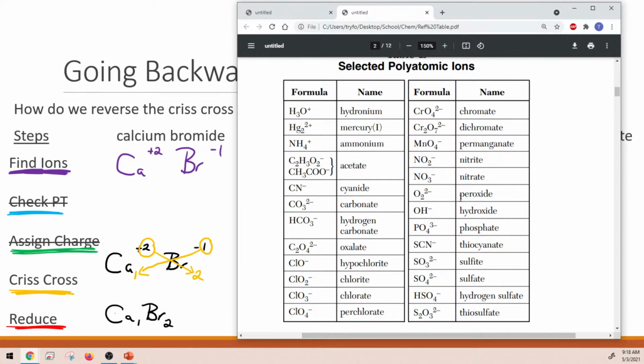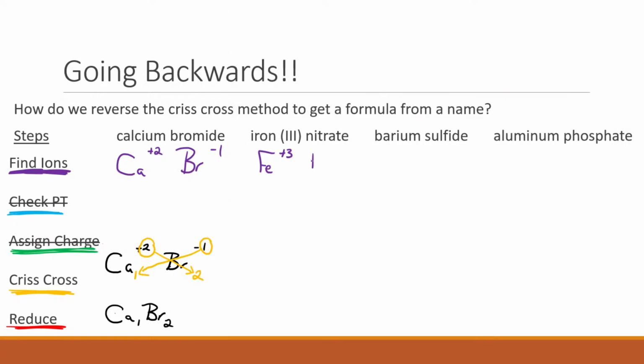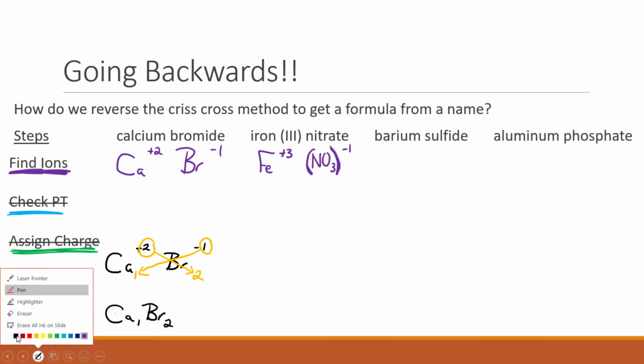And we look and we look and we look and we look. Here it is. Nitrate is NO3 minus. NO3 minus. We're going to put it in parentheses because it is a polyatomic ion. We don't want to make any mistakes with that. And I've already now found my ions, checked the periodic table, and assigned a charge. And so we're going to bring it down to the crisscross part.